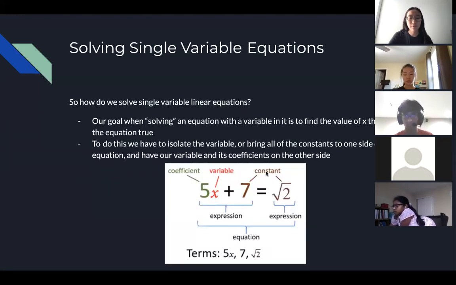When you're isolating, what you have to do is basically do the opposite. You can see here, this side is 5x plus 7. What you do to one side, you also have to do to the other side. So we can subtract 7 from both sides. That gets rid of the plus 7 on this side and moves a minus 7 to the other side. We can do something similar to get rid of the coefficient: we divide both sides by 5.